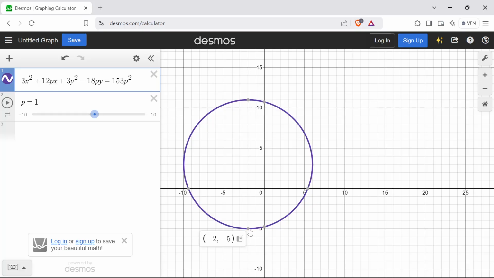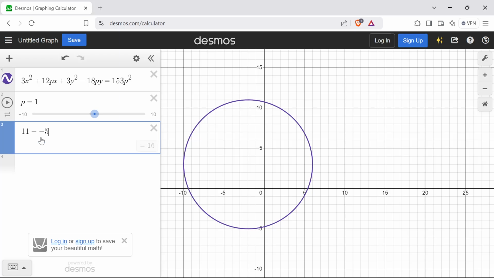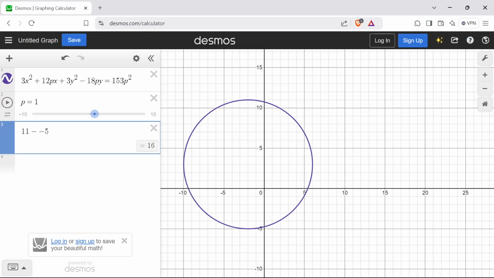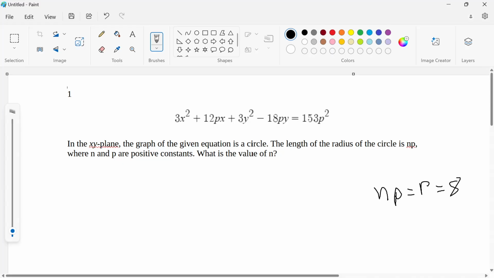So they're both at -2 in the x, so I just need the y distance. 11 minus -5, that's 16, and half of 16 is 8. So the radius equals 8, which according to the question is n times p. Well, what is p? The slider made p equal 1, so p is just 1. N times 1 equals 8, therefore n equals 8. So I found the value of n by using Desmos.